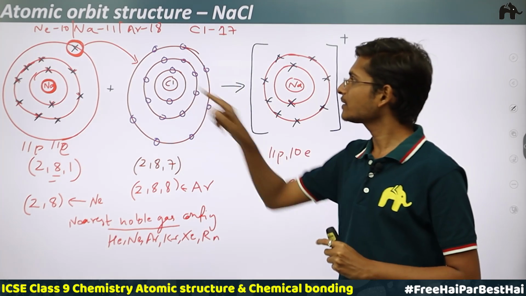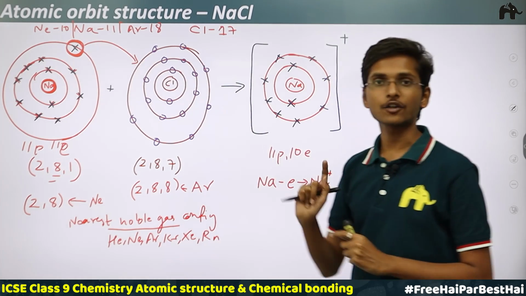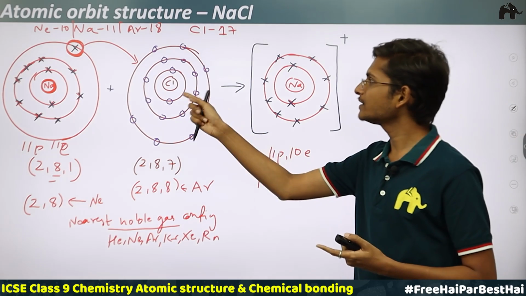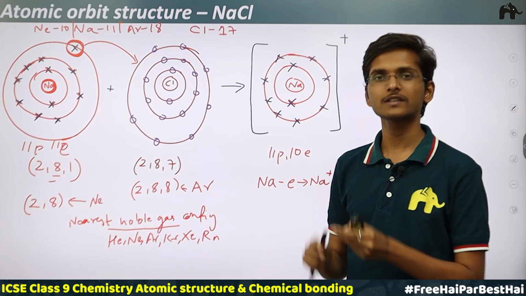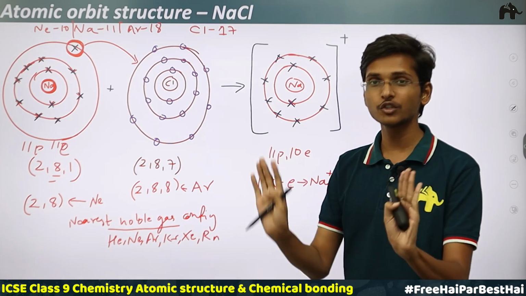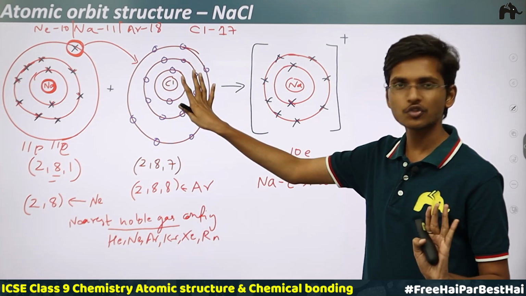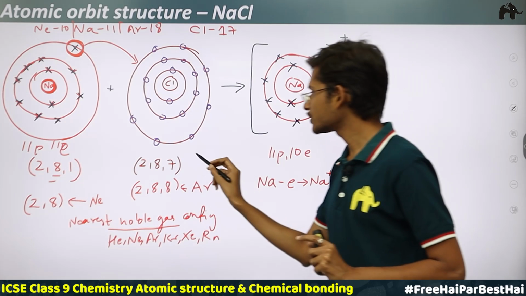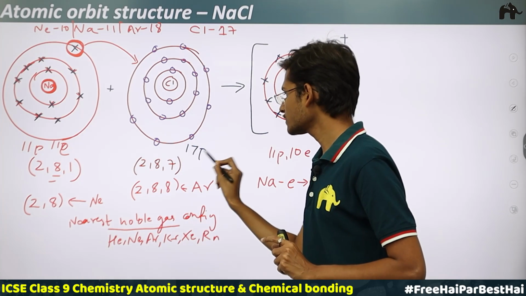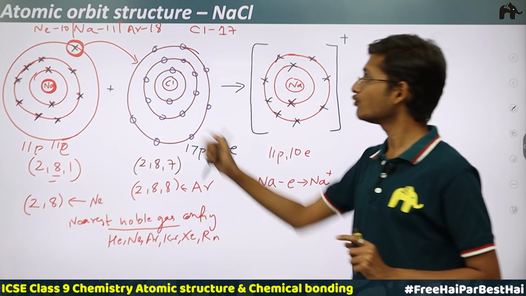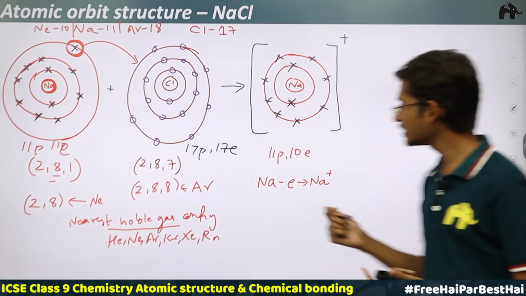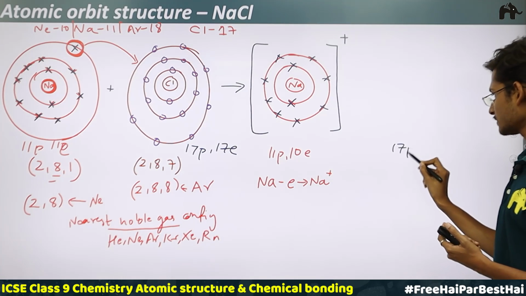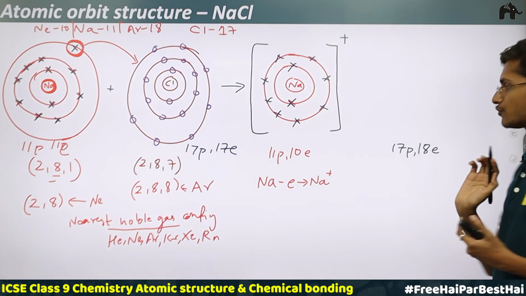Similarly, when chlorine atom gains 1 electron, what would happen? Initially, see, chlorine's atomic number is 17. This means that it is having 17 protons and 17 electrons. When it is neutral, there is no charge on the chlorine atom. So 17 protons, 17 electrons. But when it accepts 1 more electron, then 17 protons, 18 electrons would be the case.